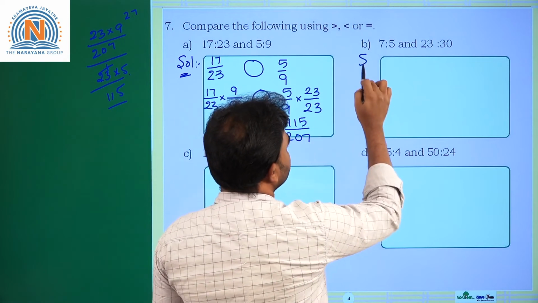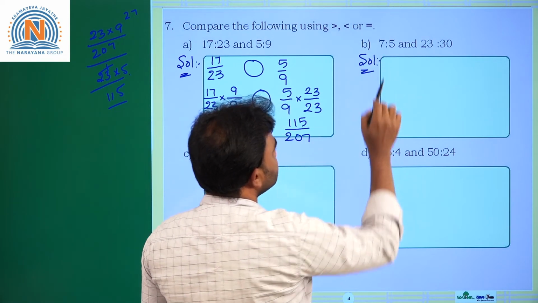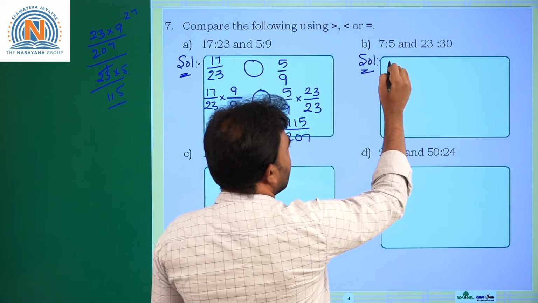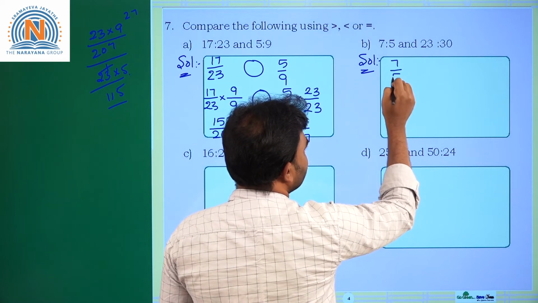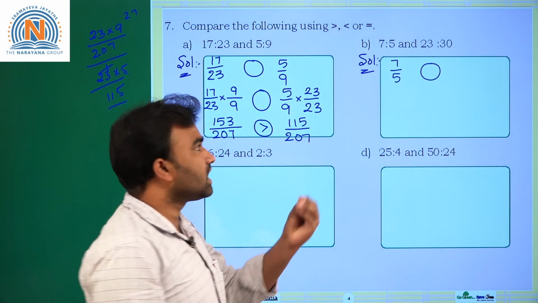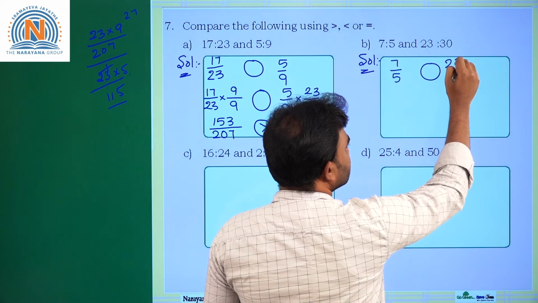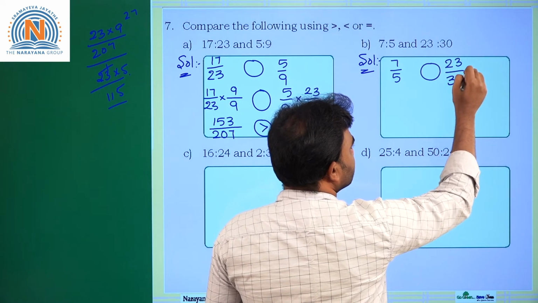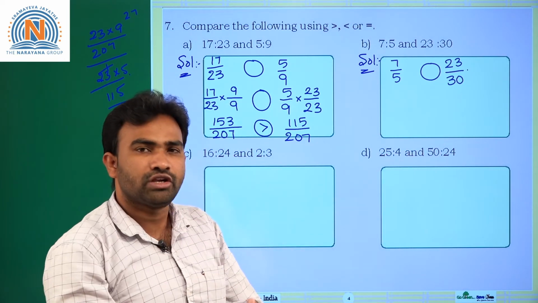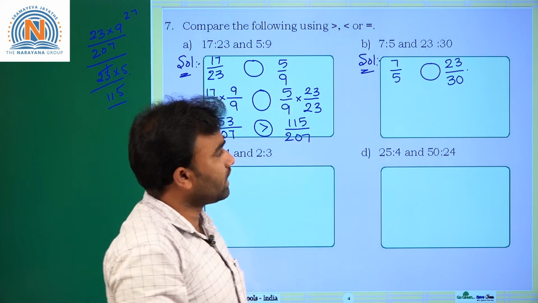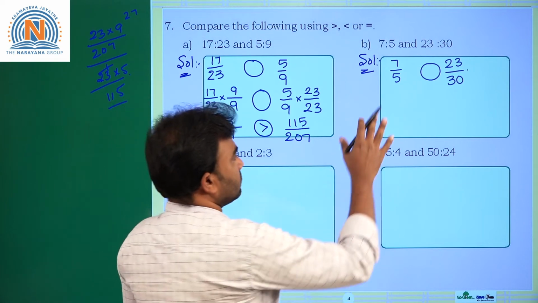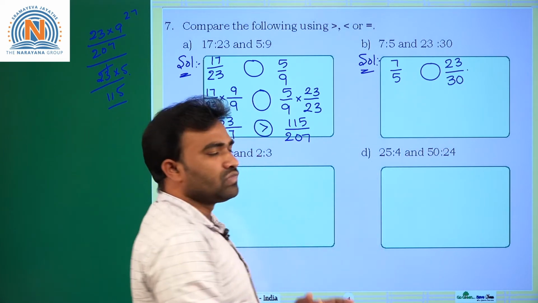Next, B solution. 7 is to 5 and 23 is to 30. Take it as fractions. 7 is to 5 can be written as 7 by 5 and 23 is to 30 can be written as 23 by 30 in fraction form. Now see, both the denominators are different. When the denominators are different, we have to find the LCM of 5 and 30 to equalize the denominators. Now the LCM of 5 and 30 is 30 only.